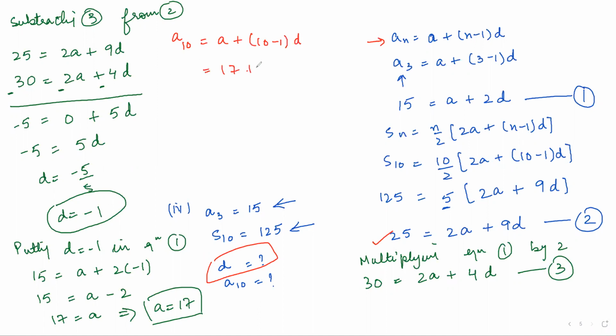So a is 17 plus 9 into minus 1. That is 17 minus 9. That is how much? How much is 17 minus 9? 8, right? See, 17 minus 10 is 7, right? So one more, 8. Because you are not subtracting 10, you are subtracting 9.